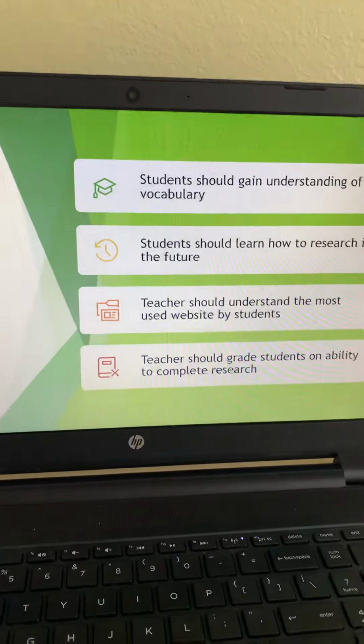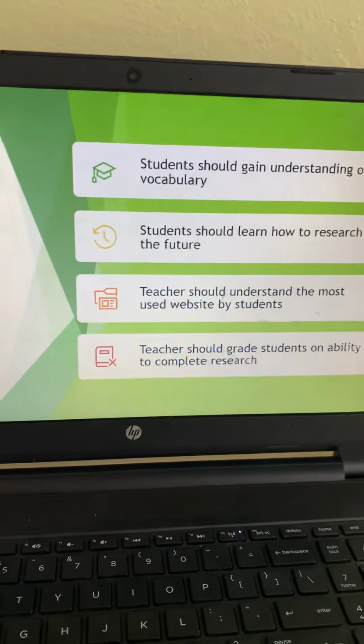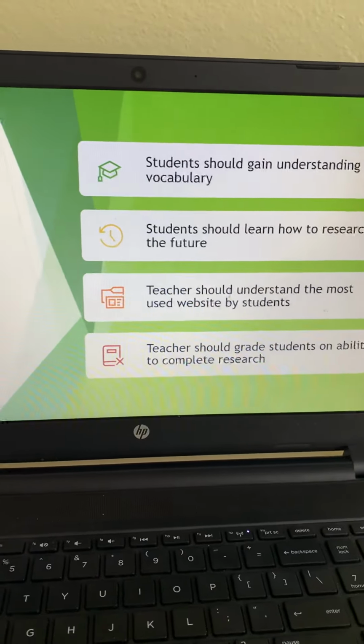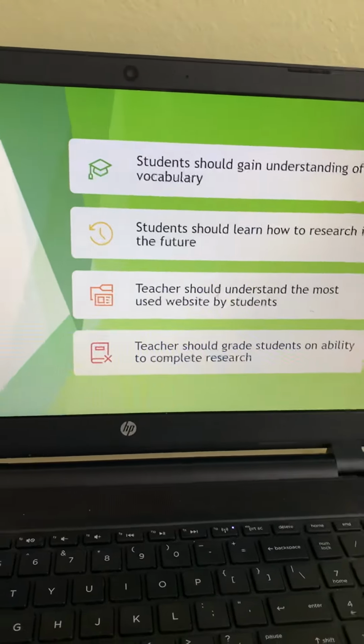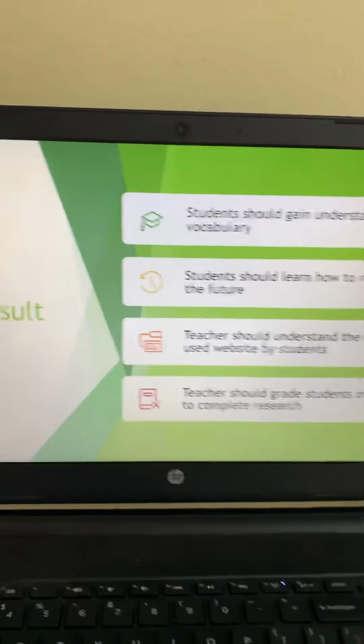The teacher should understand the most used websites by the students. That way they can use this website as an example for their future classes. And then the teacher should grade the students on their ability to complete the research and find reliable resources.